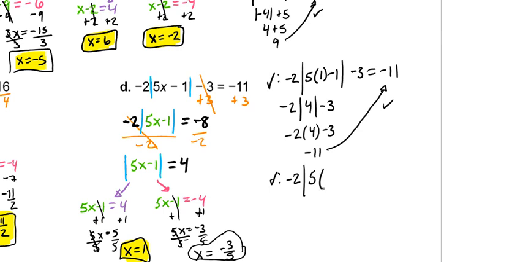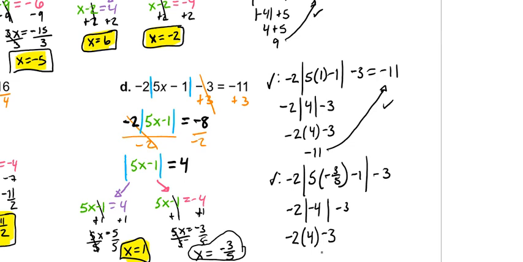Negative 2 times the absolute value. And again, make sure you're using your calculator so that way you don't have any problems with your fractions. So I have negative 2 times the absolute value of negative 4, minus 3. So the absolute value of negative 4 is 4 though. And so here I'm going to have a negative 11, which is what we wanted it to equal. So we see that that works as well.